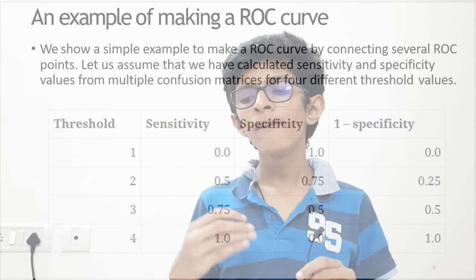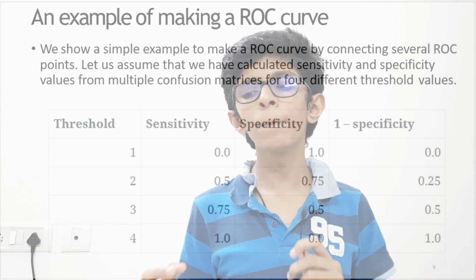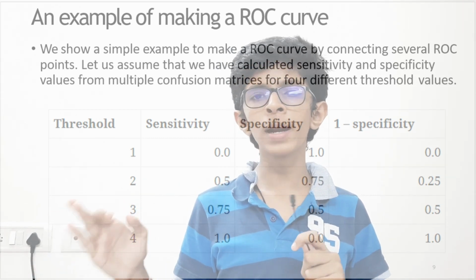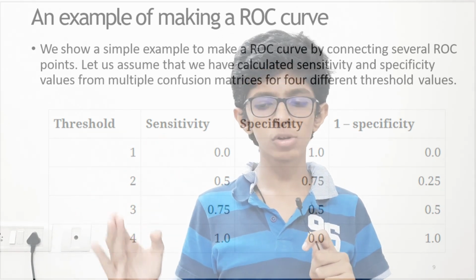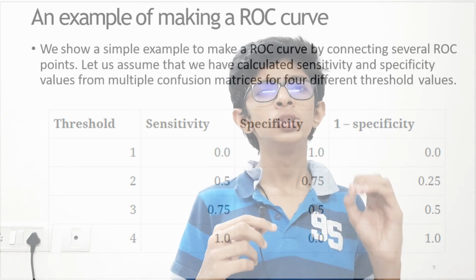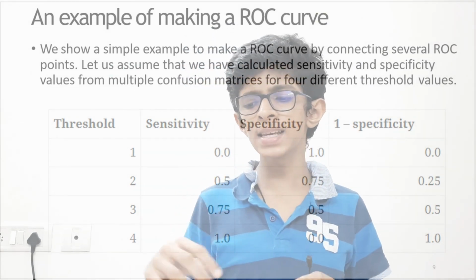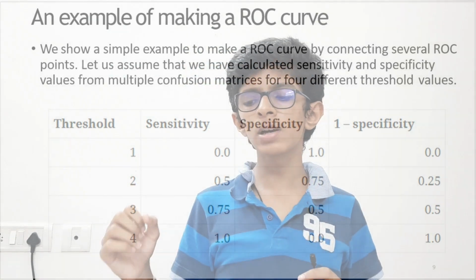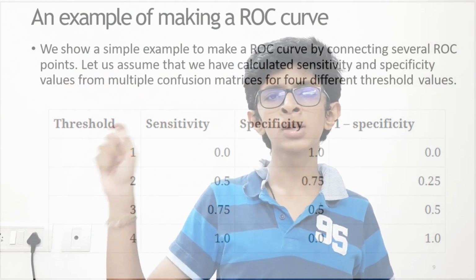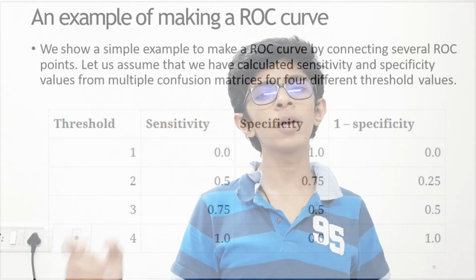Let us assume that we have calculated the sensitivity and specificity values from multiple confusion matrices of 4 different threshold values. Threshold 1, 2, 3, 4. Sensitivity is 0.0, 0.5, 0.75 and 1. Specificity is 1.0, 0.75, 0.5 and 0.0. And one minus specificity is 0.0, 0.25, 0.5 and 1.